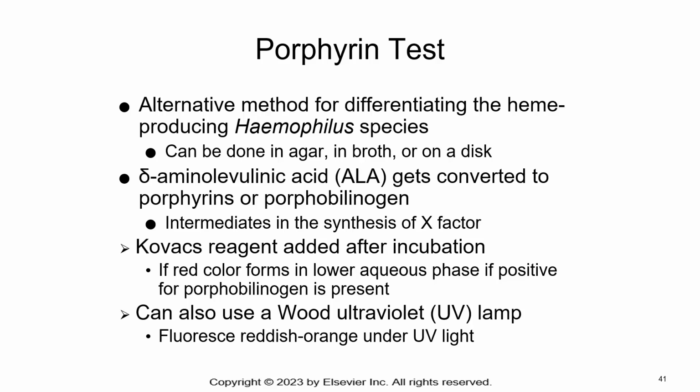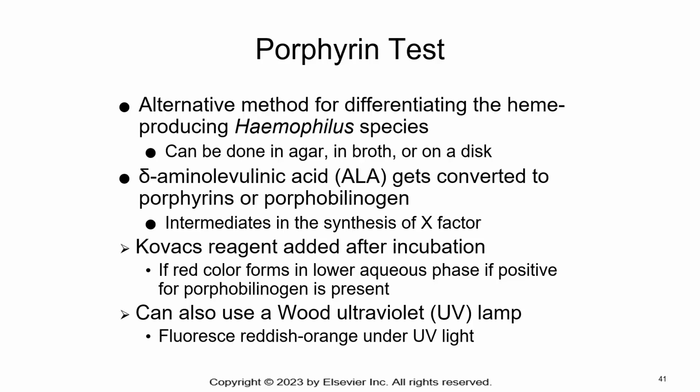There is a porphyrin test. It's an alternative method for differentiating the heme-producing Haemophilus species, and this can be done in agar broth or on a disc. ALA gets converted to porphyrins or porphobilinogen and intermediates in the synthesis of X factor. Kovacs reagent is added after an incubation period.